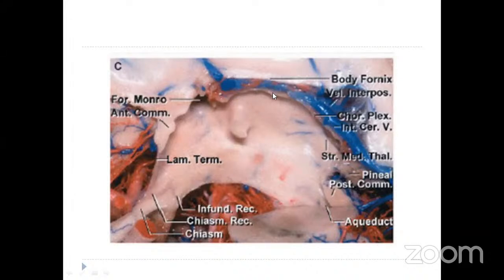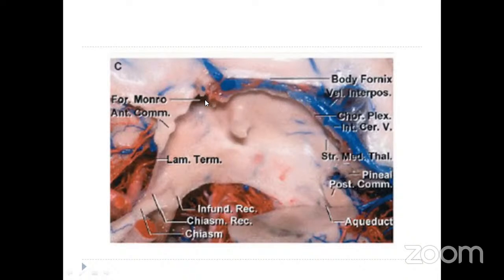The floor of the third ventricle consists of three structures. One is the neural structure and two is the vascular structure. The velum interpositum has two parts. It consists of the internal cerebral veins and medial posterior veins, and the inferior part of the velum interpositum has a relationship with the choroid plexus.